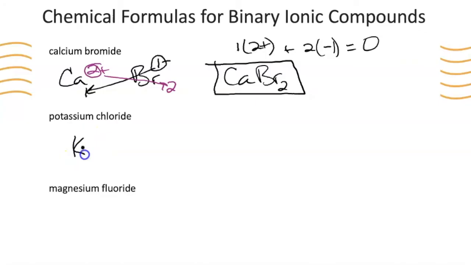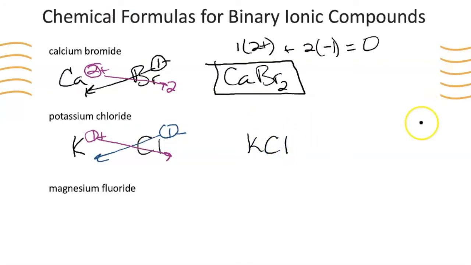Potassium is in group 1, so it will have a 1 positive charge. And chloride, or chlorine, is in group 17, and we know that this has a 1 negative charge. If we were to use our swap and drop method, each one will have a subscript of 1, to have an overall charge of 0. Now let's look at magnesium fluoride.